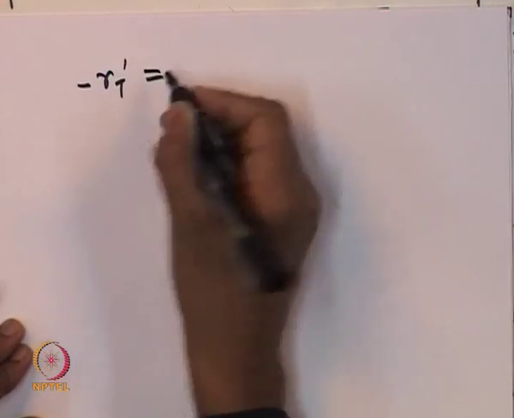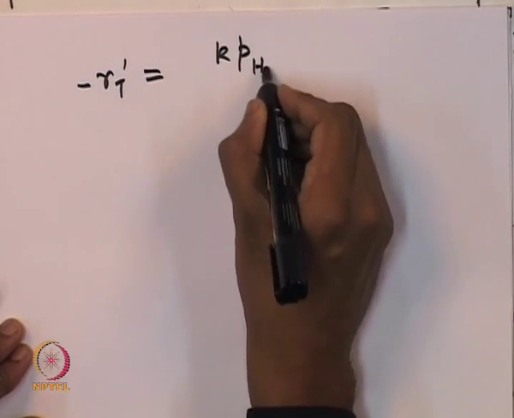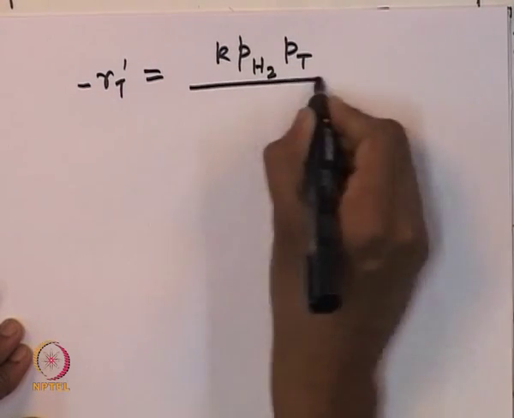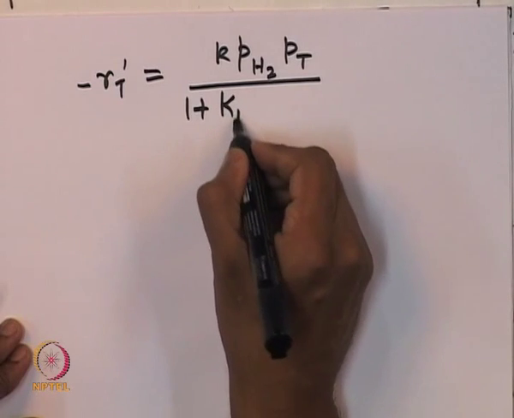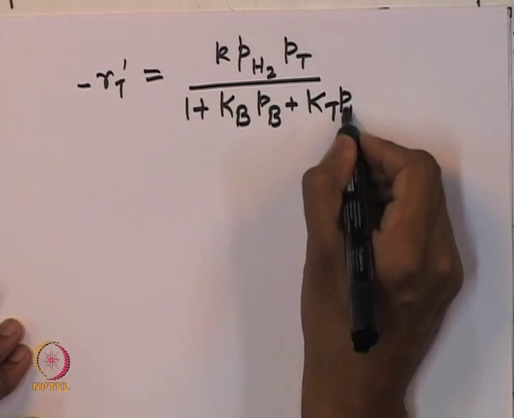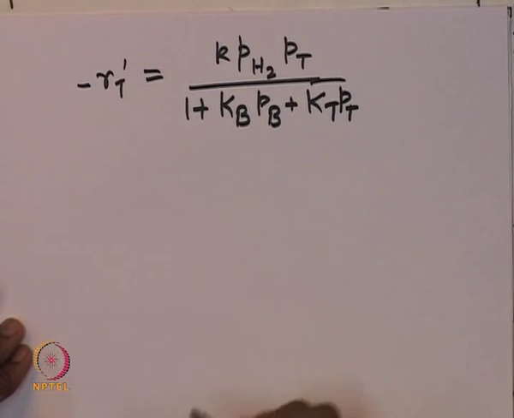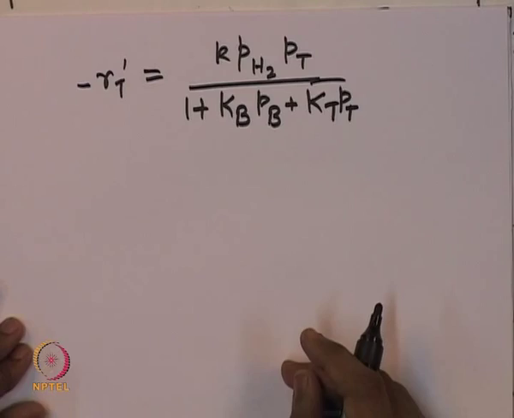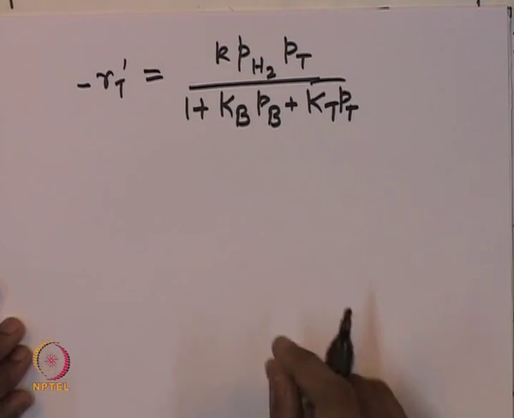Now, the moment we write the model equation for the reactor, we need to plug in the rate law. We know that the rate law is given by k into the partial pressure of hydrogen, partial pressure of toluene, divided by 1 plus K_B into partial pressure of benzene plus K_T into partial pressure of toluene. We can plug this rate law into the model equation, and then we will be able to estimate how the conversion changes, how much toluene is actually being consumed inside the reactor.